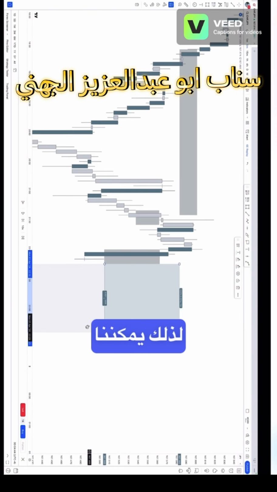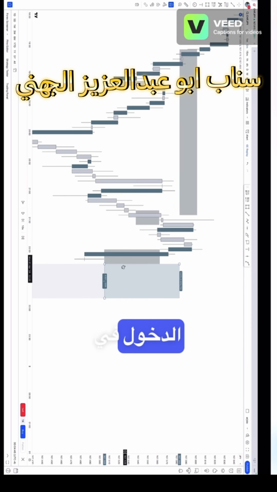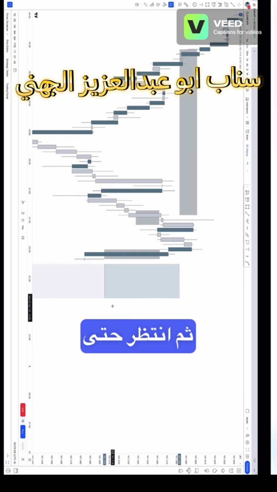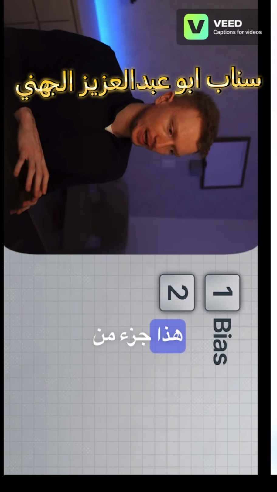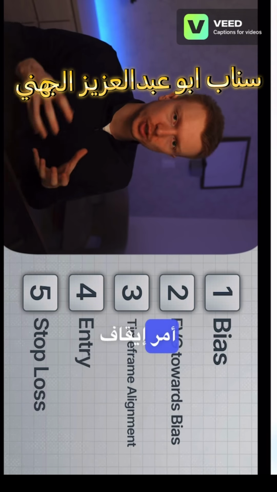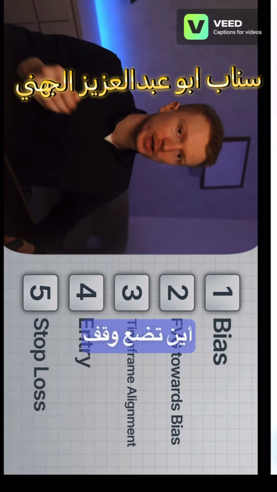So we can already look to enter off of that fair value gap right there. Place a limit order, whatever it may be, or of course market execution if you do prefer that, and then wait for your order to get filled. Now, of course, that is one part of understanding the entry, because with an entry, there's also a stop loss involved. So where do you place your stop loss?